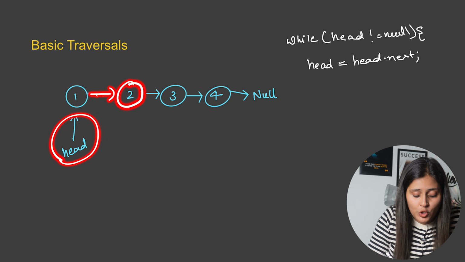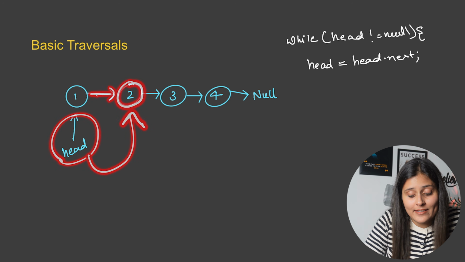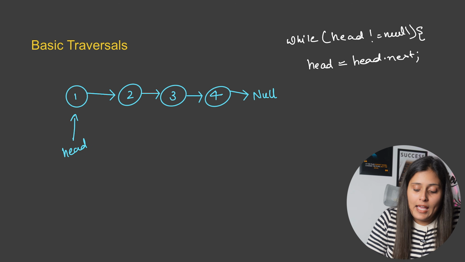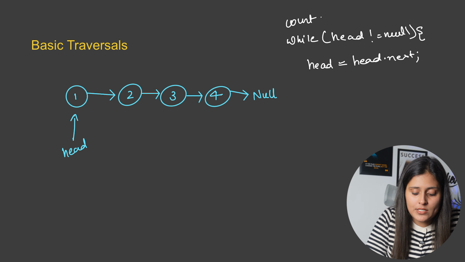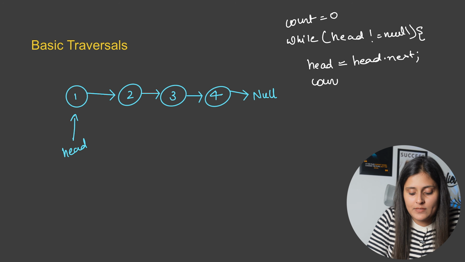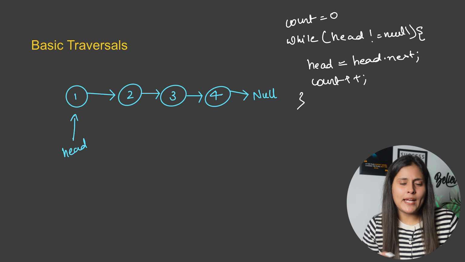And this head you want to move to this 2. So you have to write head is equal to head dot next. And suppose if you want to count the number of nodes, you will just initialize count is equal to 0 and you will do count plus plus, and at the end you can get the number of counts.